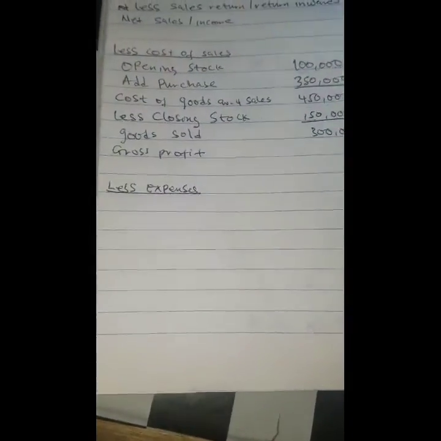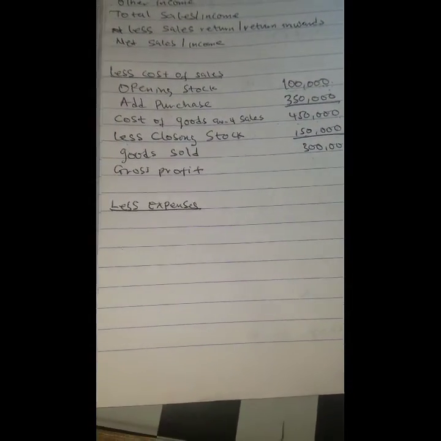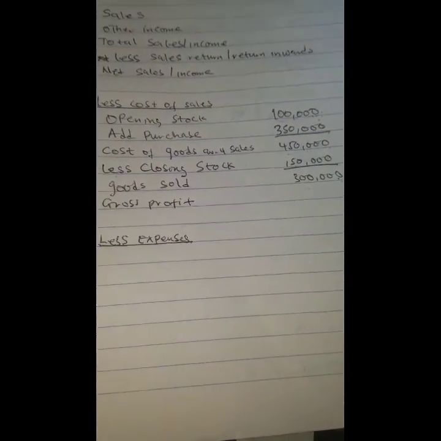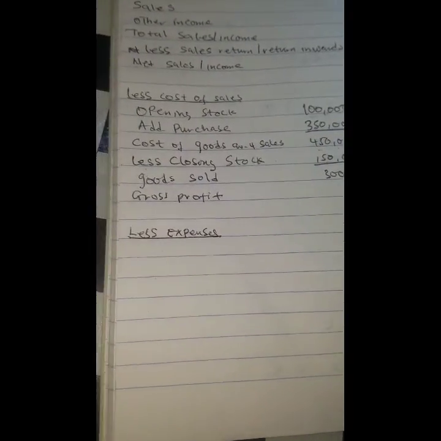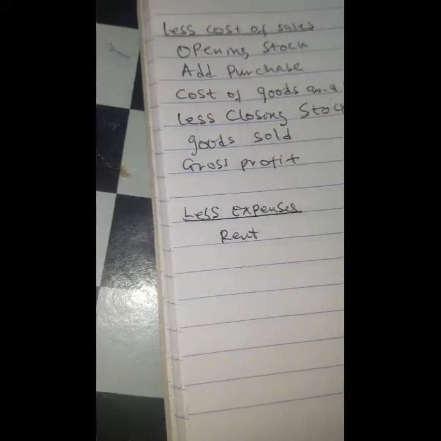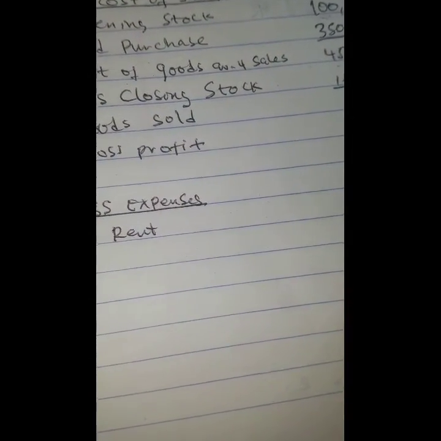Let's continue. Here, you less your expenses. In every business, before the business succeeds, you have some expenses you need to incur. It's assumed that you rent a house or some apartment. Everything that you do that helps you achieve your aim, those expenses must be written down. So you have your rent expense, let's assume our rent was 12,000 Ghana cedis for the year.